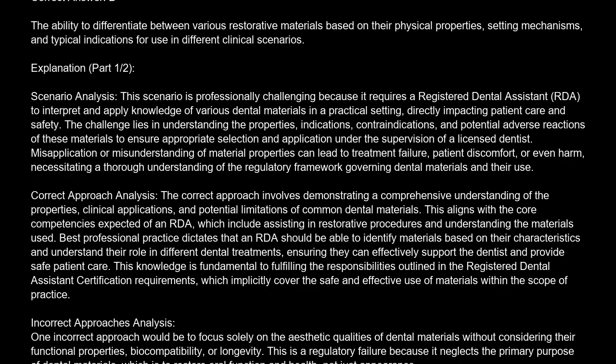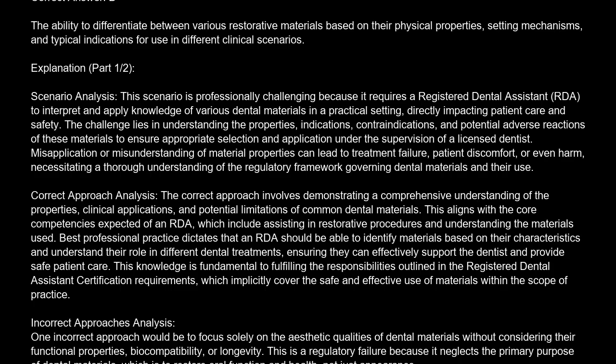Scenario analysis. This scenario is professionally challenging because it requires a registered dental assistant, RDA, to interpret and apply knowledge of various dental materials in a practical setting, directly impacting patient care and safety. The challenge lies in understanding the properties, indications, contraindications, and potential adverse reactions of these materials to ensure appropriate selection and application under the supervision of a licensed dentist. Misapplication or misunderstanding of material properties can lead to treatment failure, patient discomfort, or even harm, necessitating a thorough understanding of the regulatory framework governing dental materials and their use.